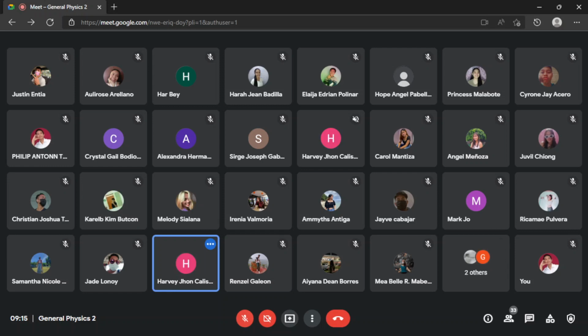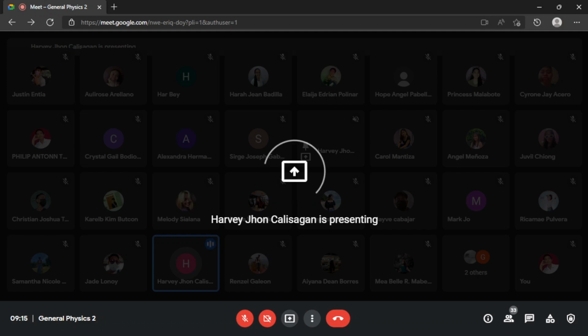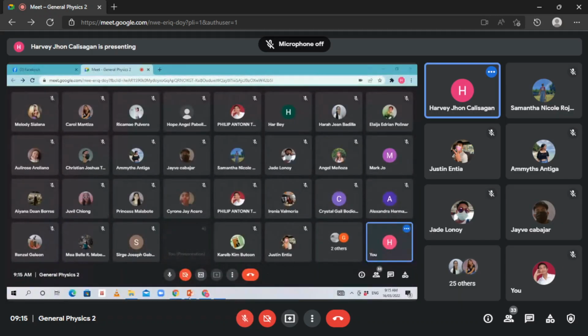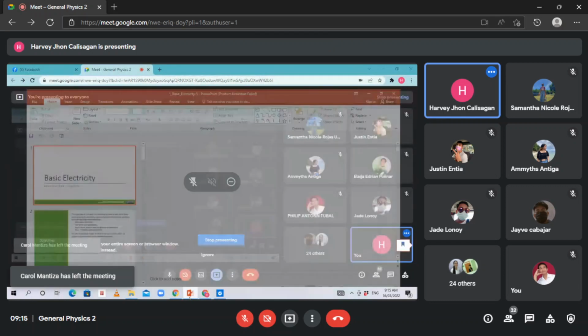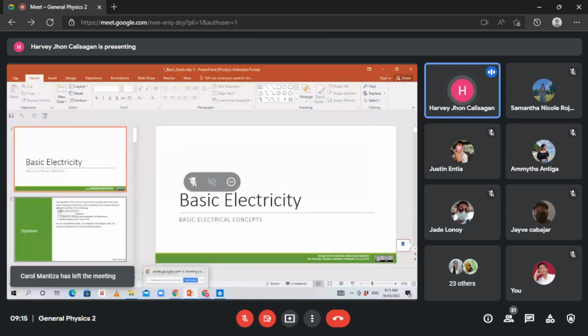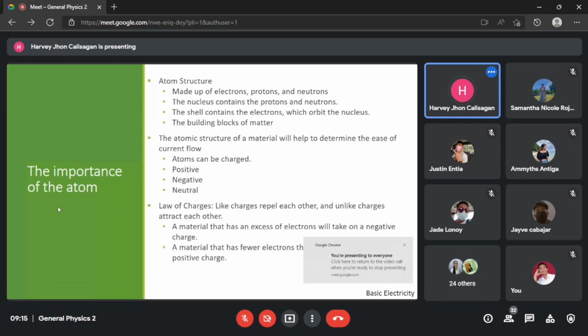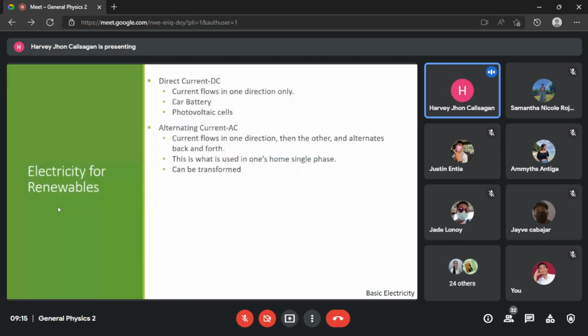So how about the types, the kinds of circuits? What are those?